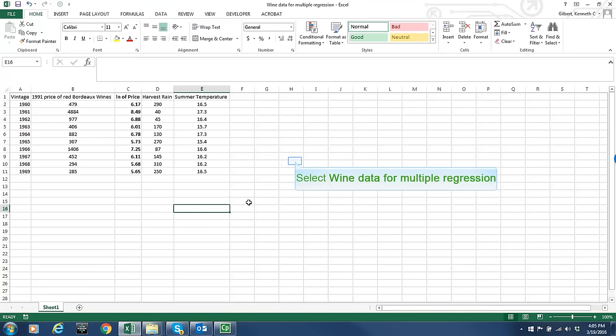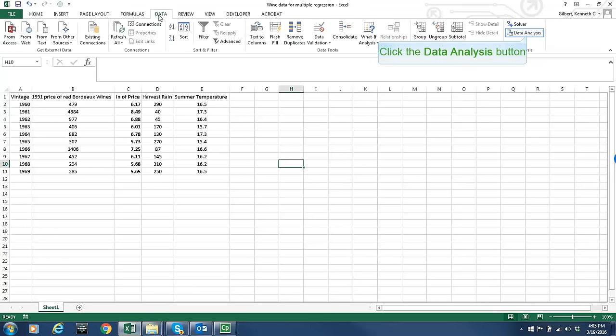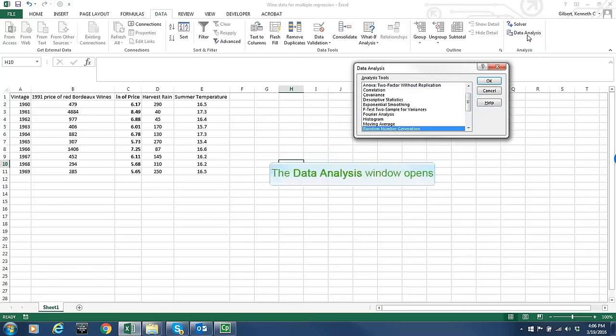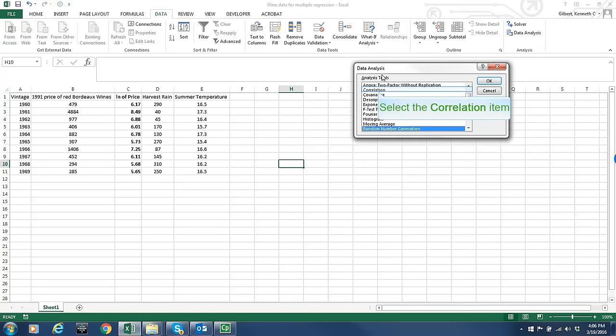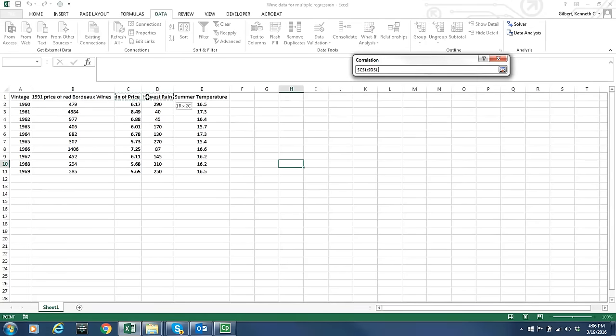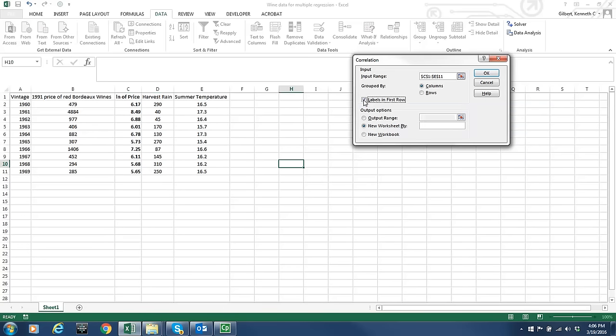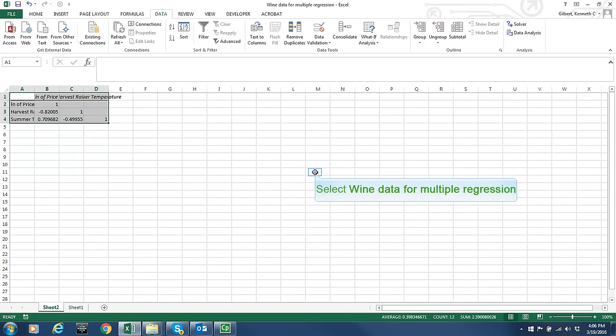So the first thing I want to do is to decide which variable I would want to use as my input variable. So I'm going to compute a correlation matrix, so I'll go to my data analysis here and select correlation, and I want to compute the correlation between the log of price, harvest rain, summer temperature. I used a label there, and I'll just let this land as a new tab in my worksheet. So there is my correlation matrix.